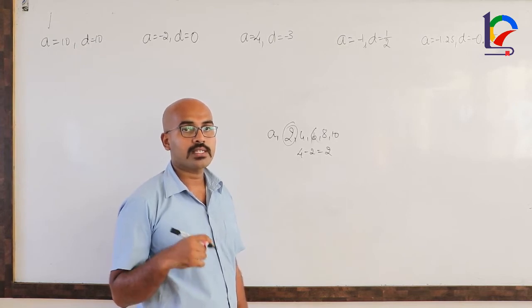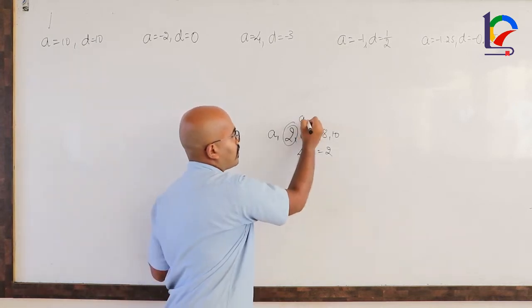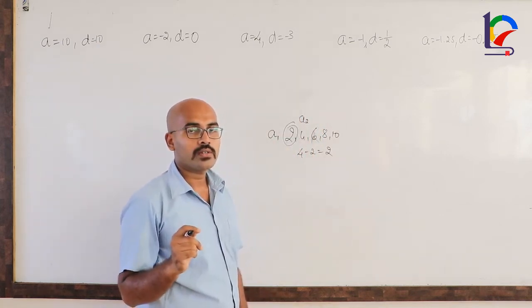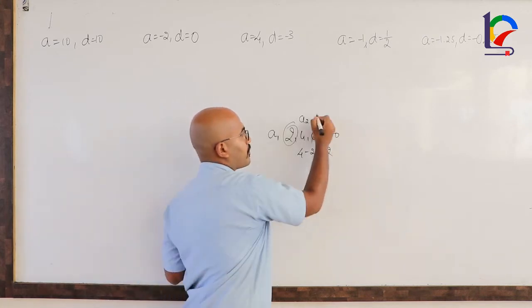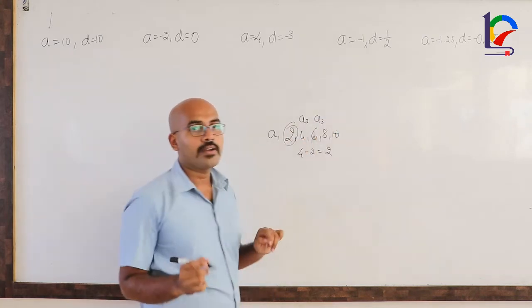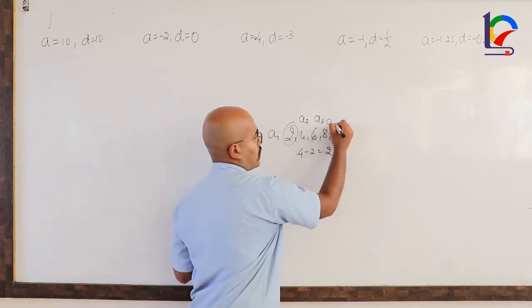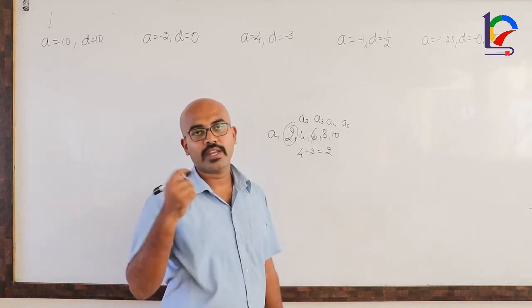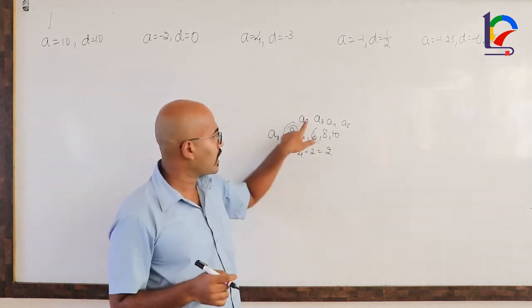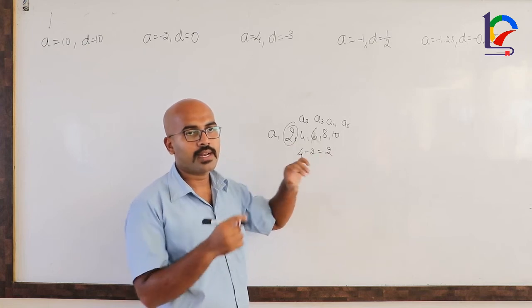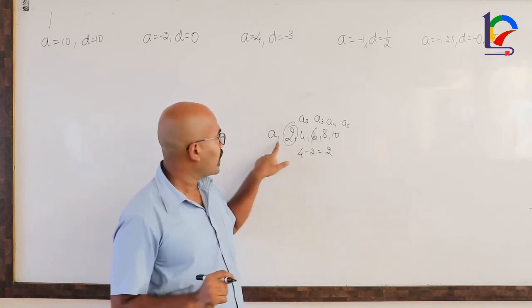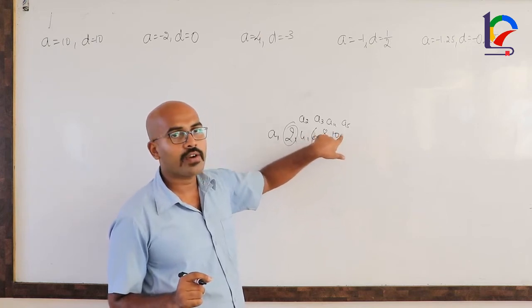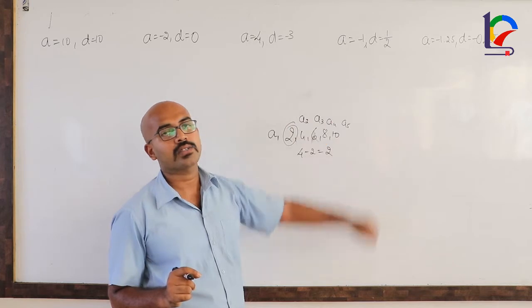Similarly, the second term we'll write as a2, the third term as a3, the fourth term as a4, and the fifth term as a5. So a1, a2, a3, a4 and a5. These are the subscripts, so we write them at the bottom. a1 is for the first term, a2 for the second, a3 for the third, a4 for the fourth and a5 for the fifth. Similarly a6, a7, a8 and so on.